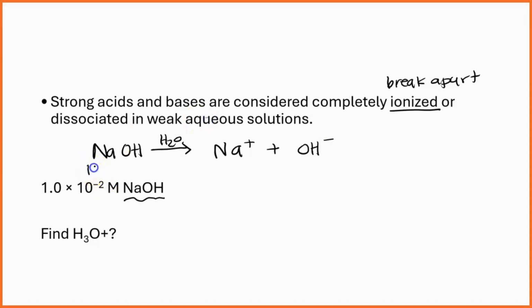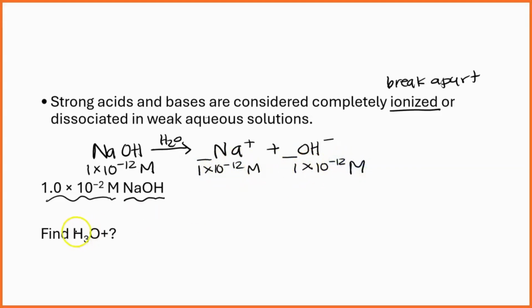I know the concentration of the entire compound is 1 times 10 to the negative 12. I accidentally wrote the wrong exponent in the question that's given to you; it should be minus 2. When it breaks apart, if there's no coefficient in front, the concentration of those ions will be exactly the same. So the sodium is 1 times 10 to the negative 12, and the hydroxide is also 1 times 10 to the negative 12.